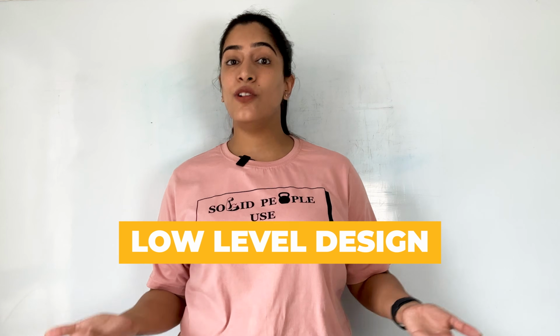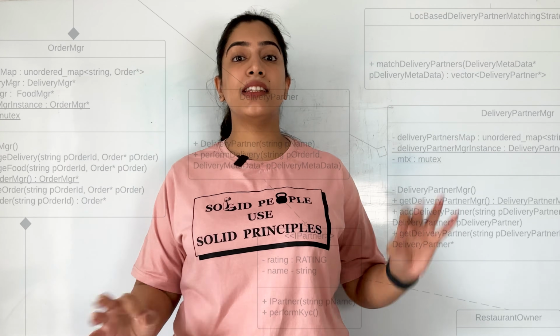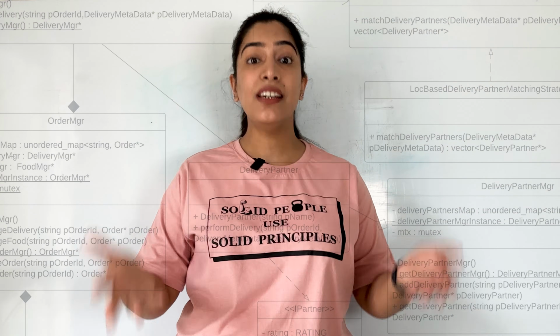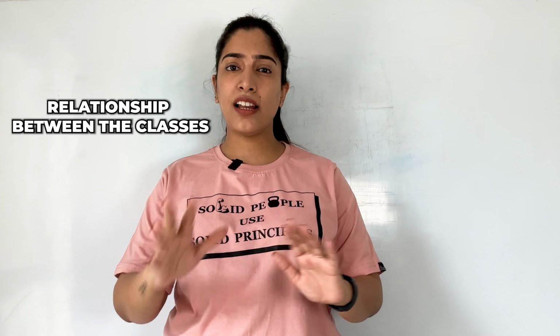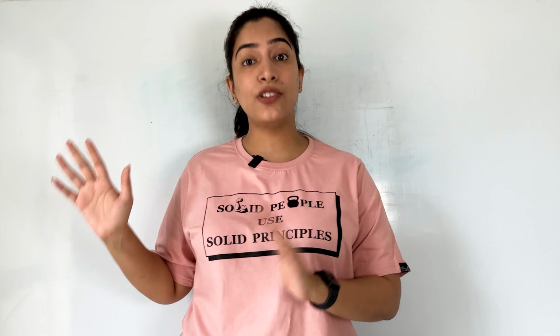Today we'll discuss the low-level design of a food delivery system like Swiggy or Zomato. We'll start with discussing the system design on Whiteboard. Then we'll look at the detailed UML diagram that I have made. We'll be discussing the relationship between the classes and the details of the classes as well. And then we will look at the entire code as well.